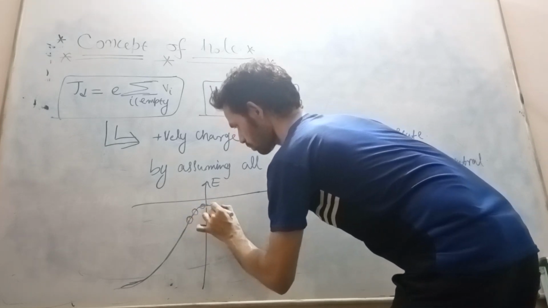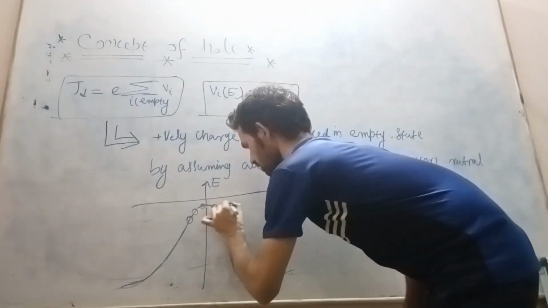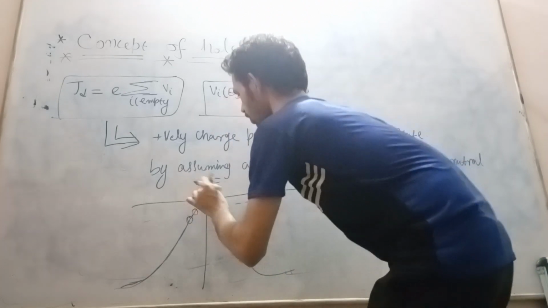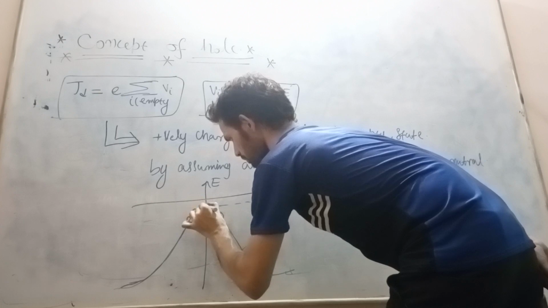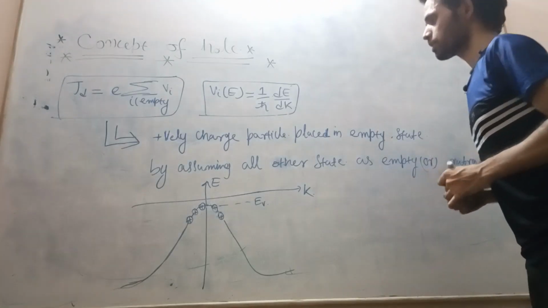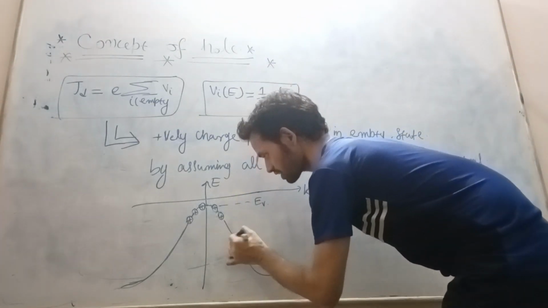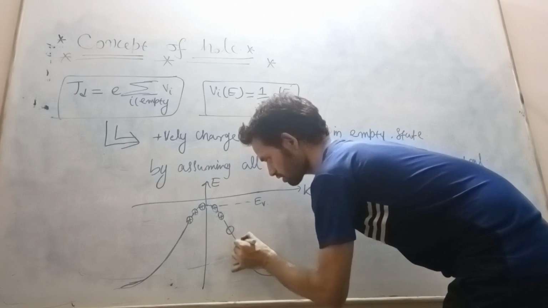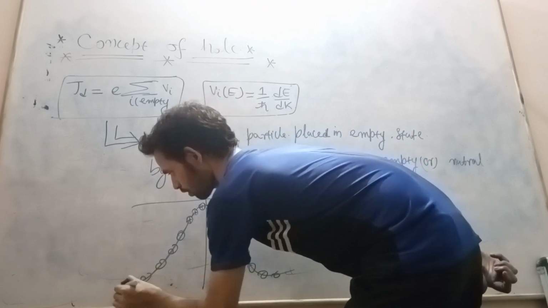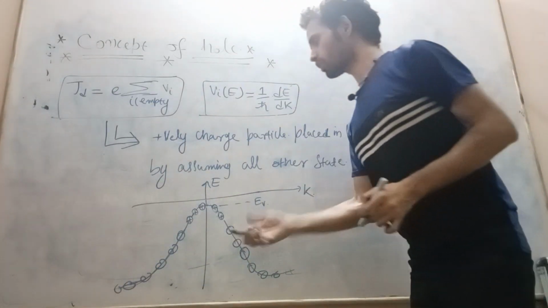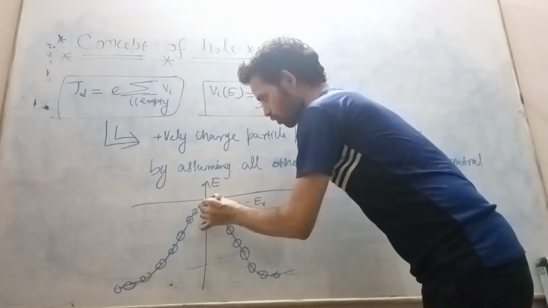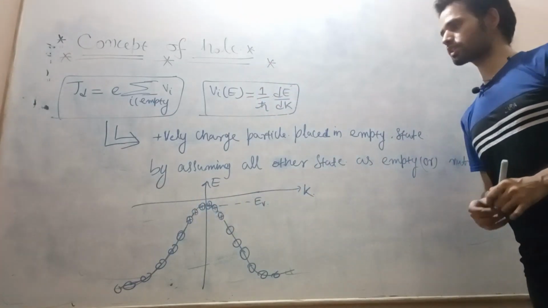Near the top of the valence band, some empty states are present. So all these states are replaced by positively charged empty states, and all the other states are assumed as empty states. This is the new concept. This is the new concept of the hole through the energy versus k diagram.